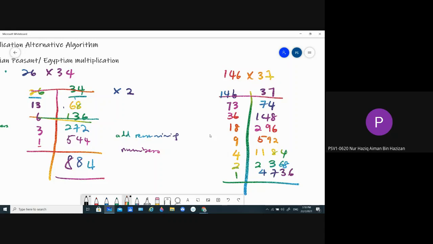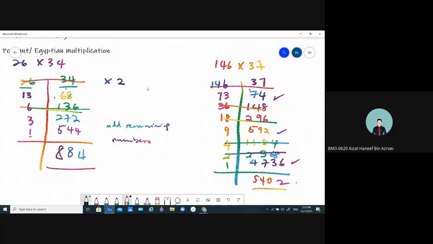Now cancel out all the even numbers. Cancel the whole row. So what is left is only these numbers. These 3 numbers, if you add them up, you will get 5402. Okay, so this is the answer. Egyptian method. This is how you do it.